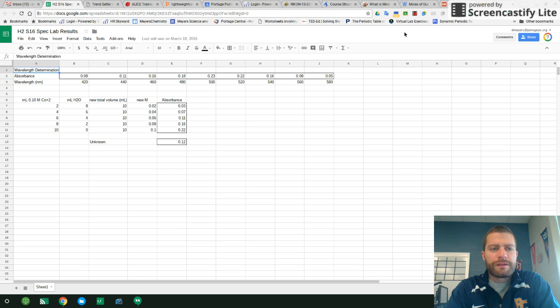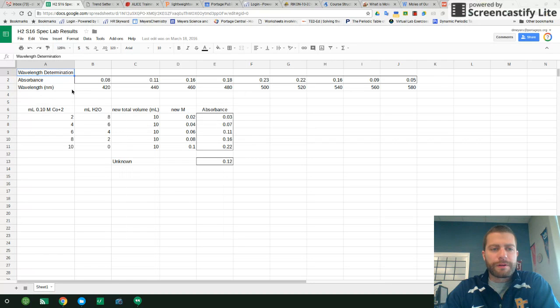Hi students, wanted to take a moment to go over how to set up the line graph for the spec lab or Beer's Law lab that we're taking care of this week. I have a sample spreadsheet here. I'll get this a little bit bigger.